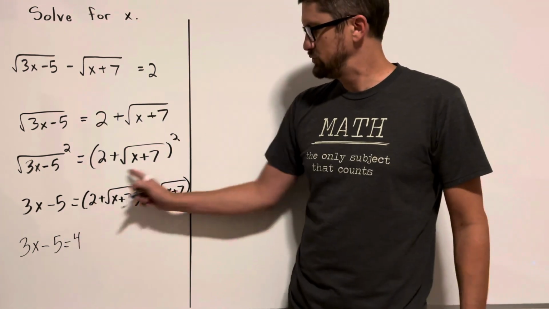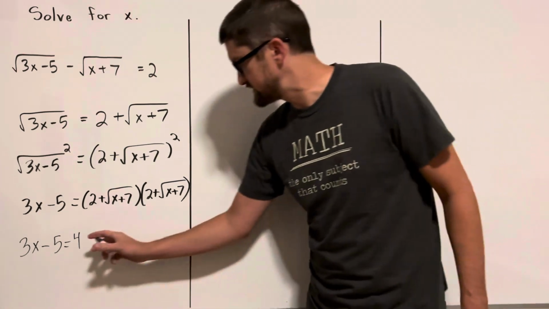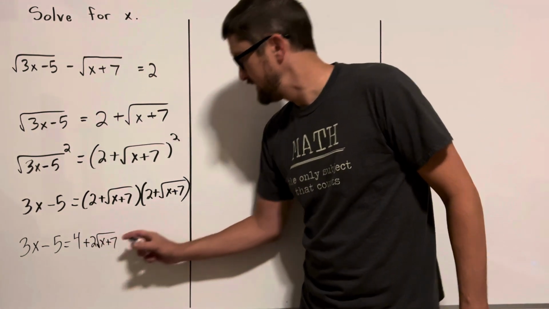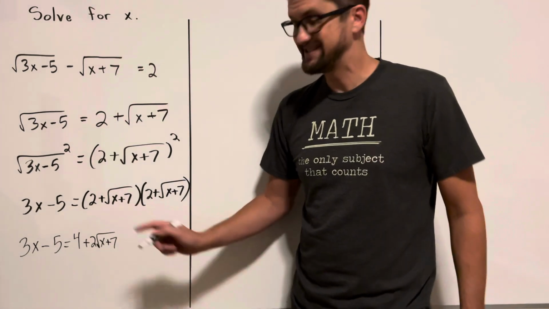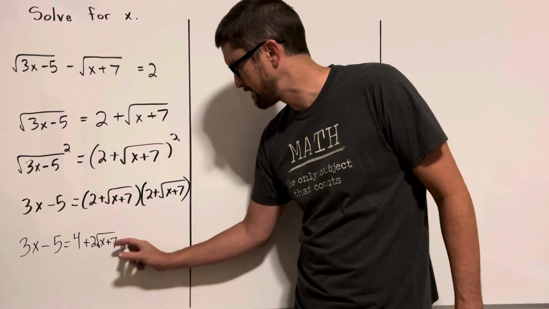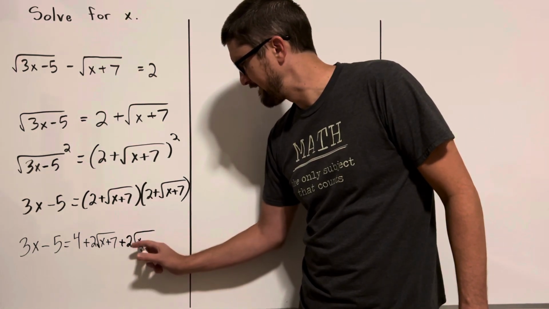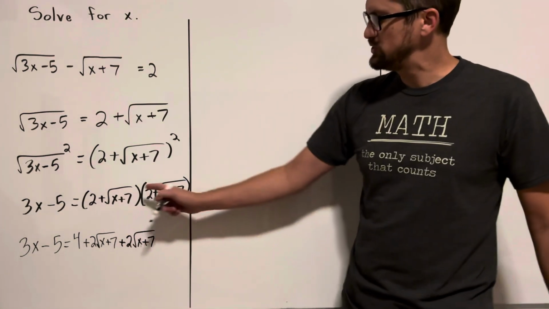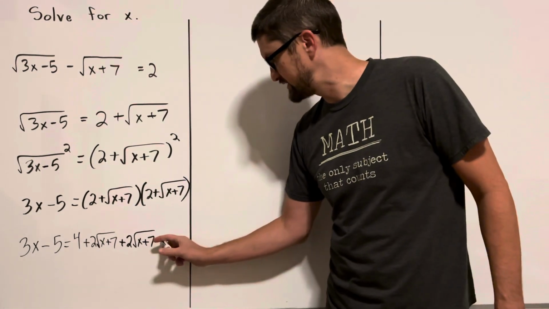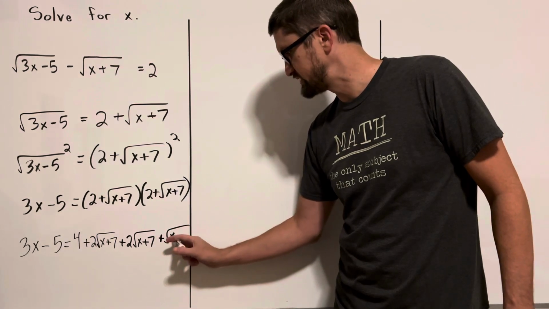Then you're going to have 2 times square root of x plus 7. So this is going to be plus 2 square root of x plus 7. Doing the inner is going to be another 2 times square root of x plus 7. And then doing the outer, square root of x plus 7 times square root of x plus 7 is going to be square root of x plus 7 squared.